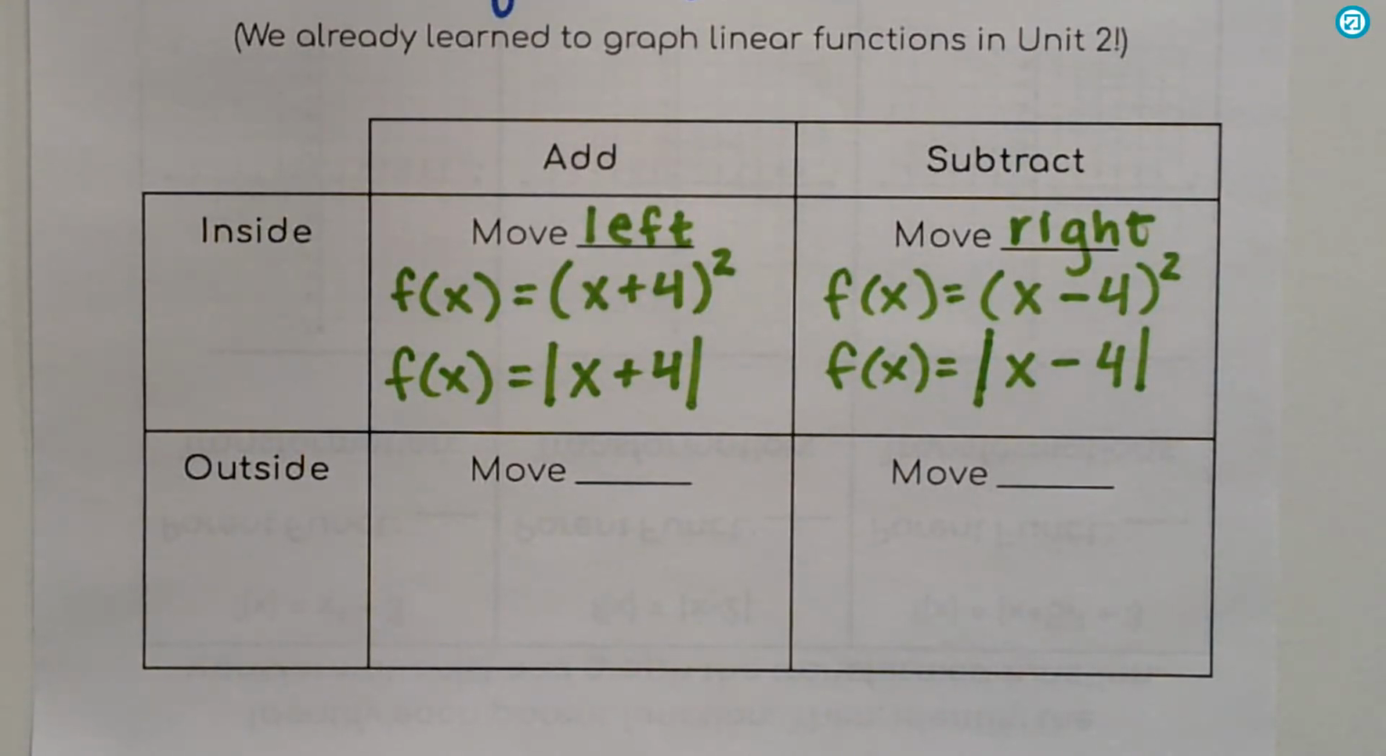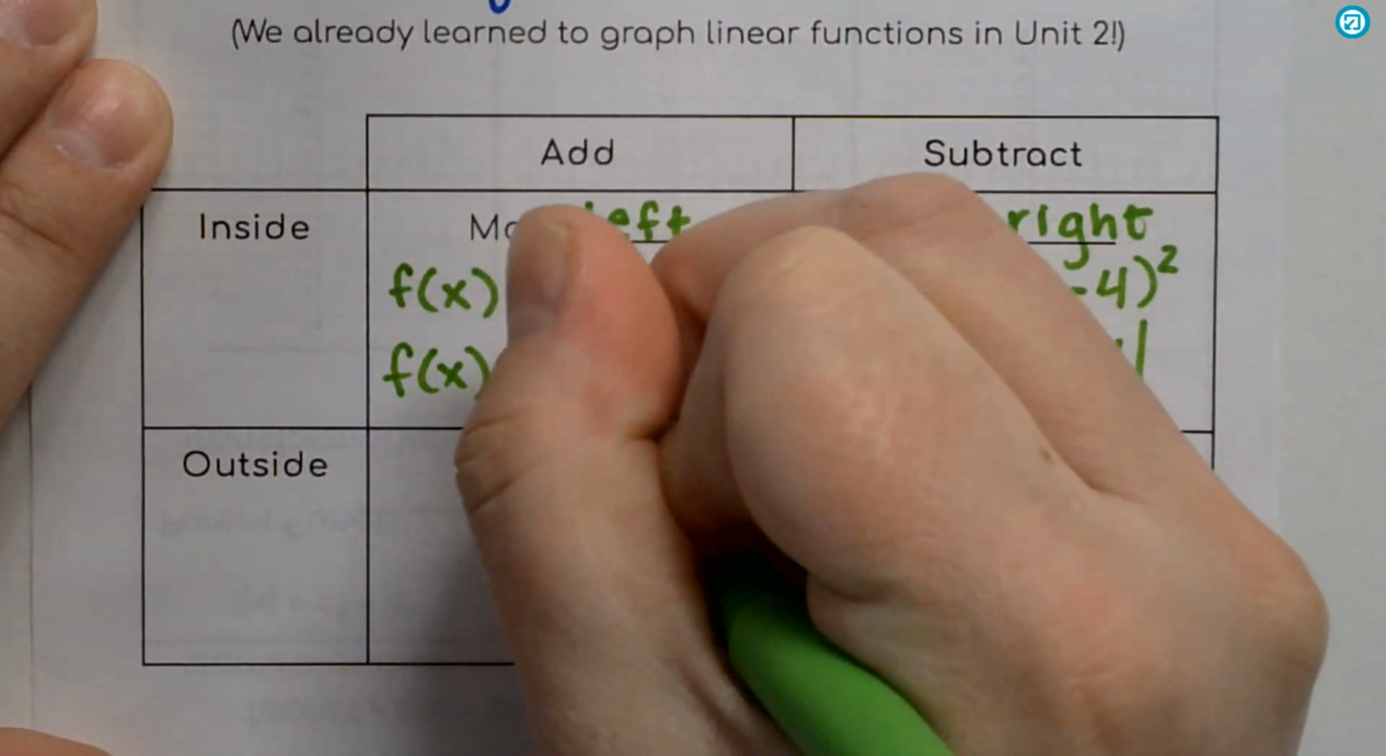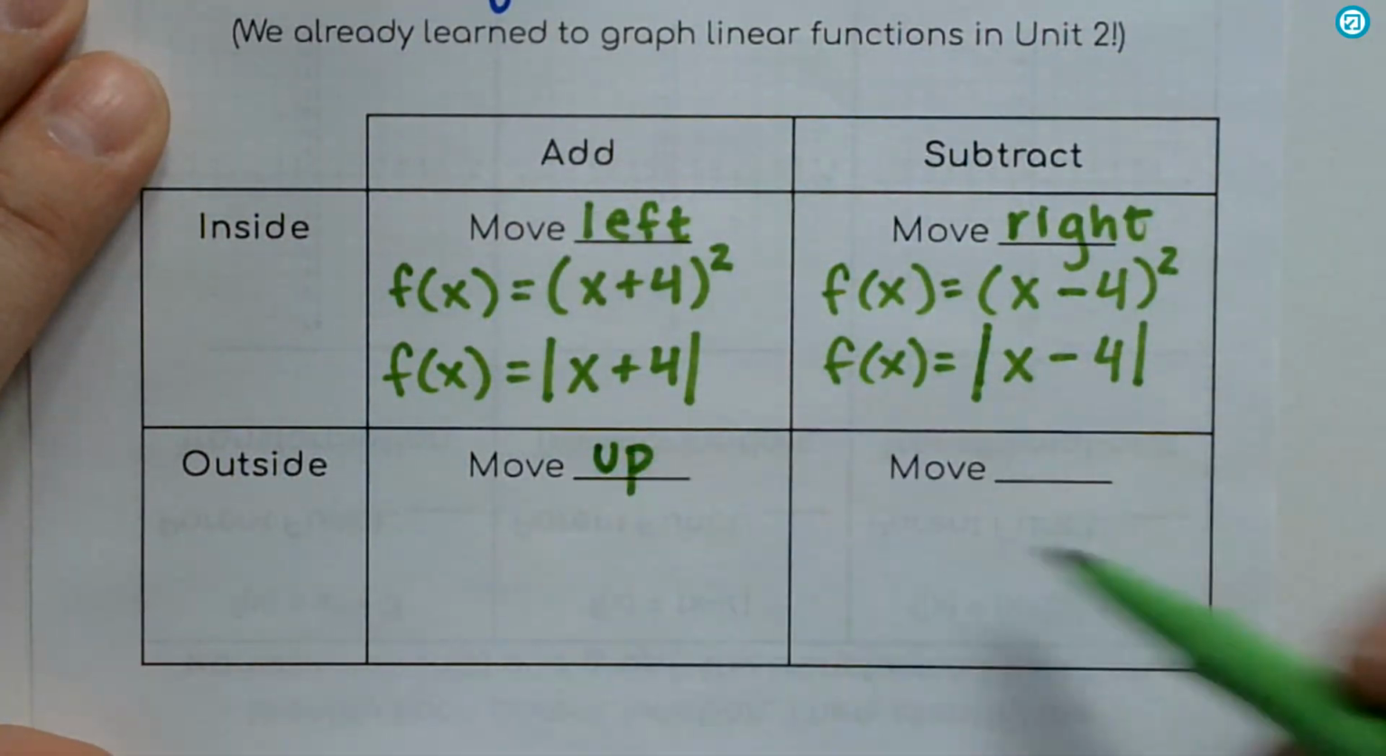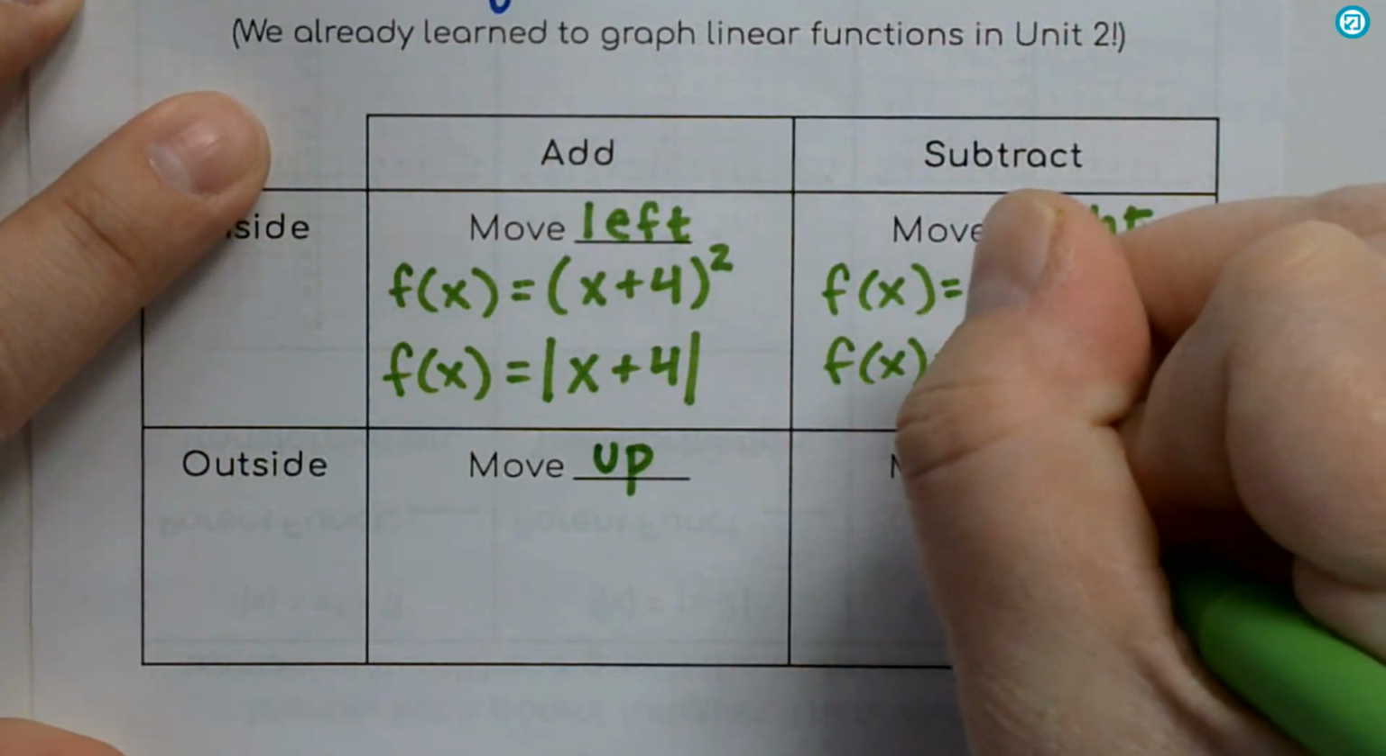Okay. Then, if you want to move up or down, you're going to be adding or subtracting outside. So if you want to add outside, that is going to move you up. Subtracting outside is going to move you down.